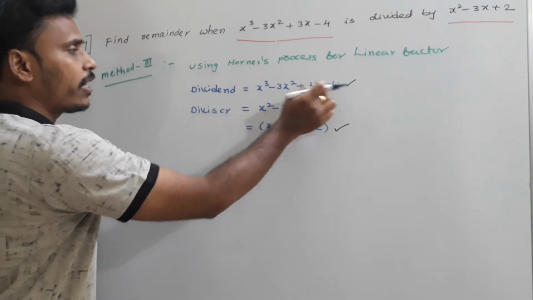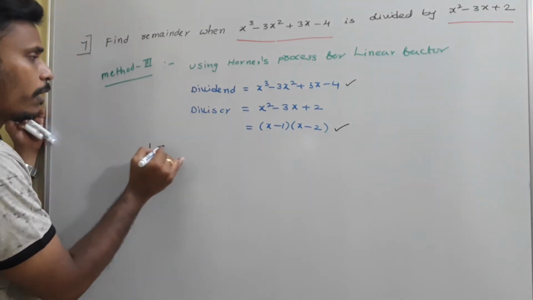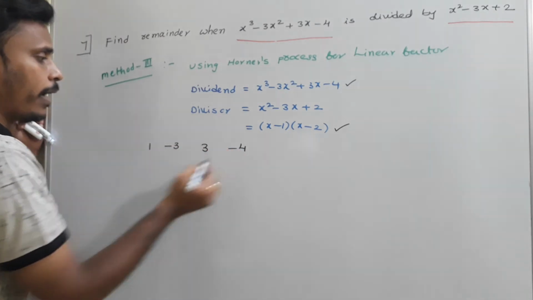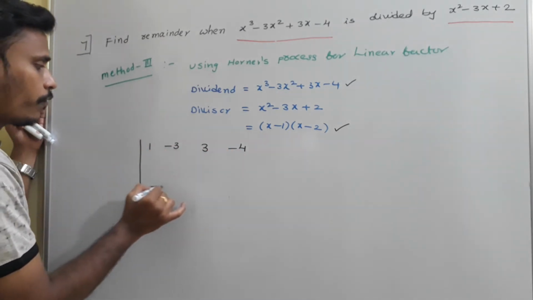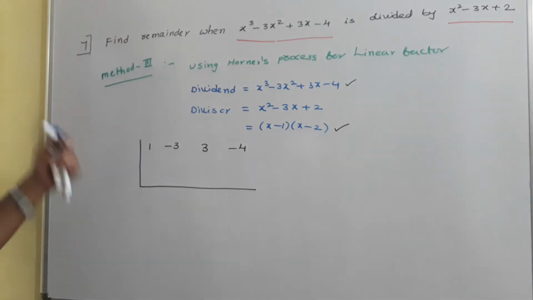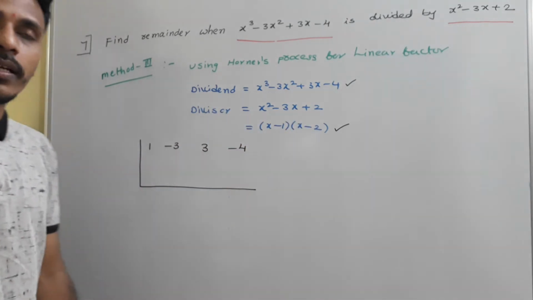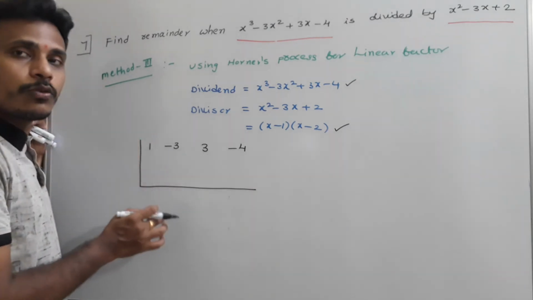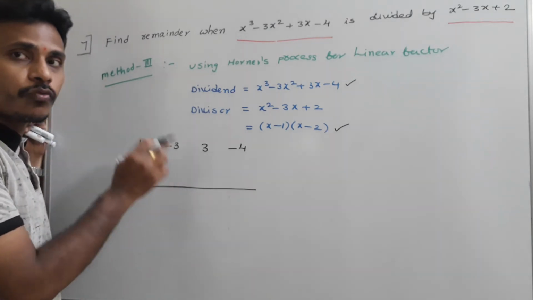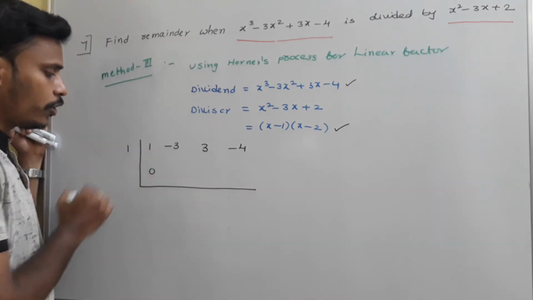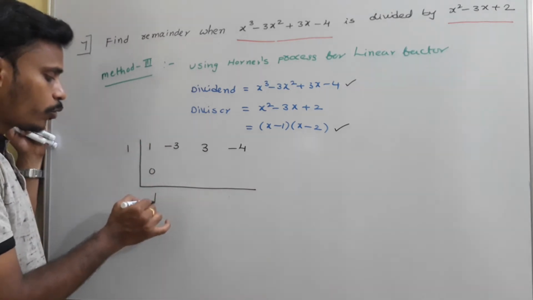First of all, you just identify the coefficients of the dividend polynomial: 1, minus 3, 3 and minus 4. These are the coefficients of the dividend. Since the divisor's linear factors are x minus 1 and x minus 2, first of all you just do this Horner's process with 1. So take 1 here. As a process we need to start with 0 here. So 1 plus 0 is 1.